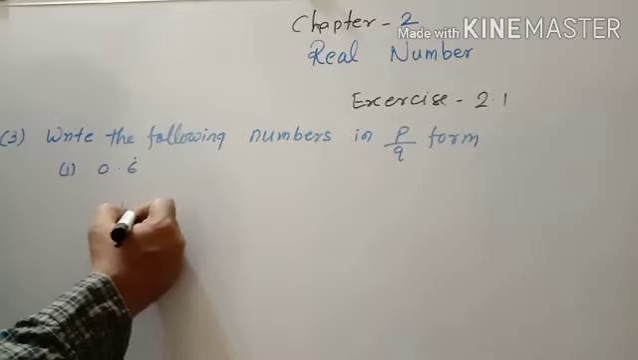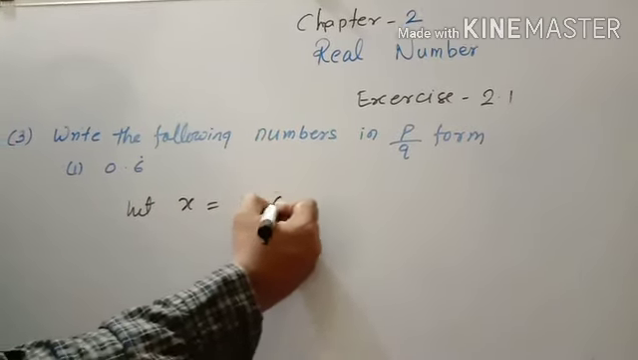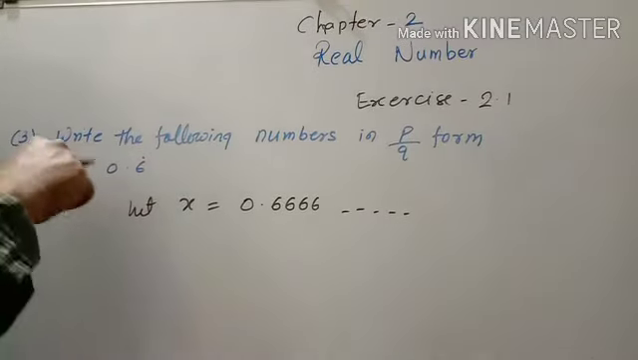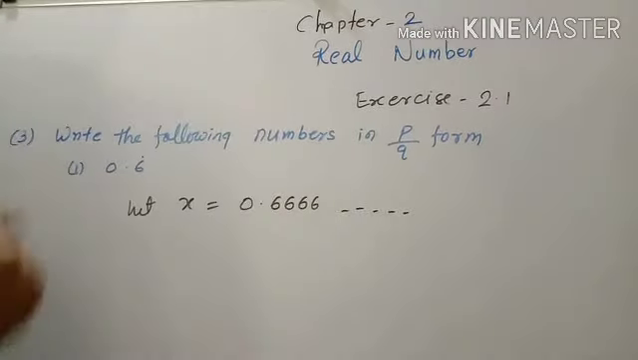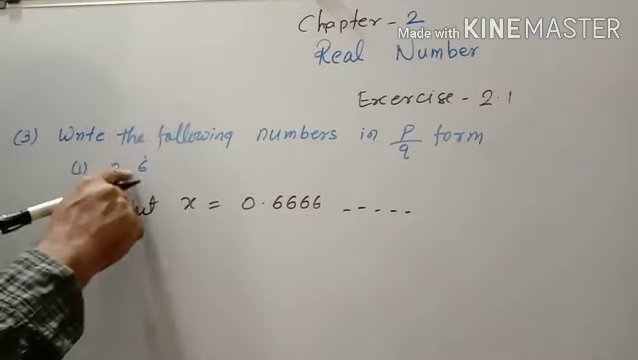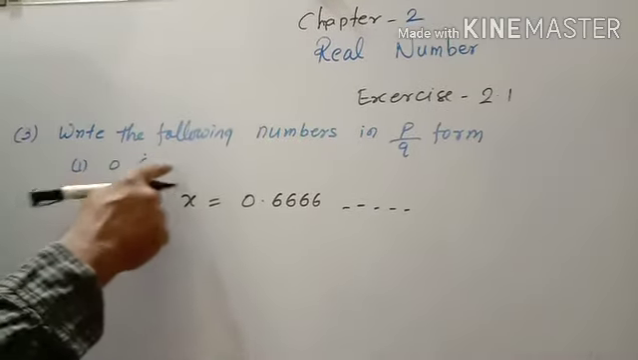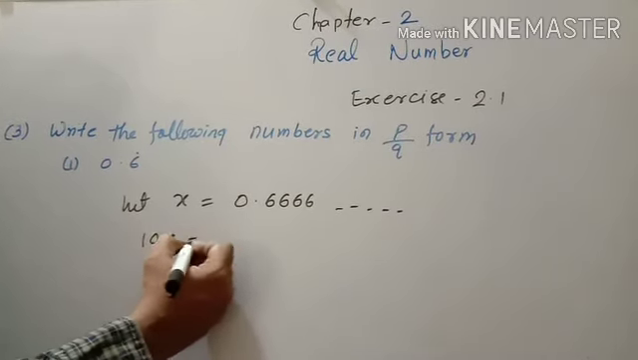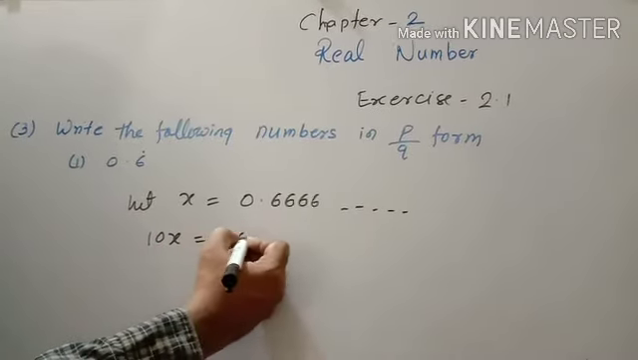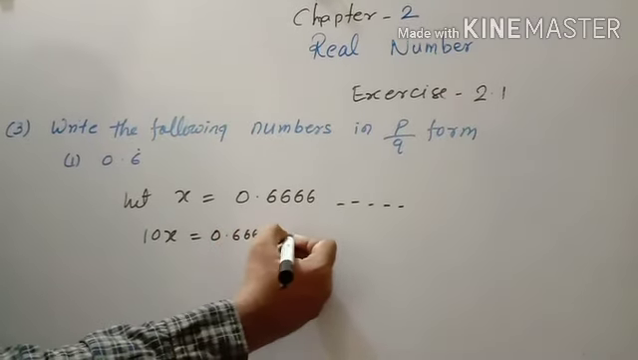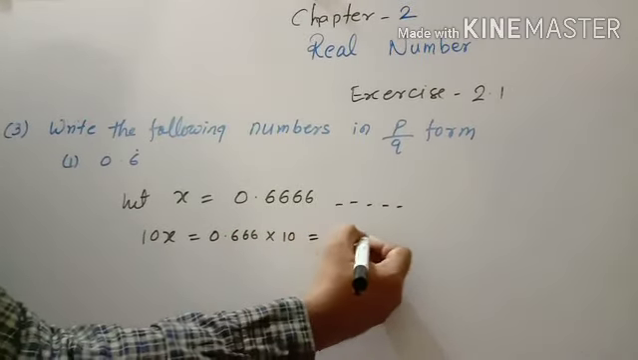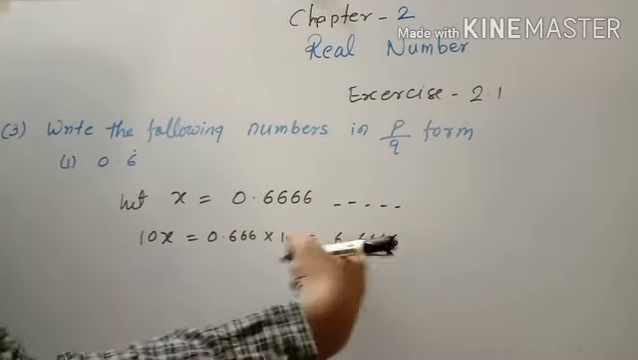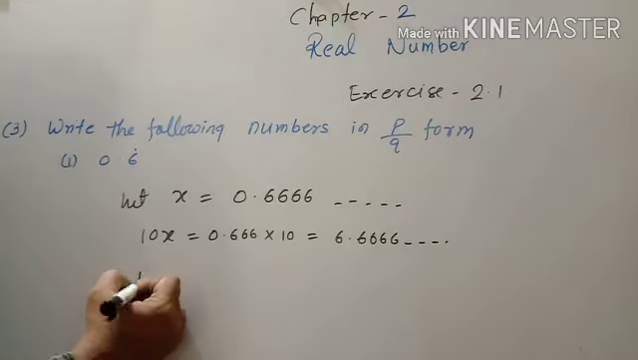So we first assume that let x is equal to 0.666. Now for converting it into the form of P upon Q, first we see the decimal point at which place. There is one place after the decimal point. So we will take 10x. 10x is equal to 0.666 into 10. That means 6.666.